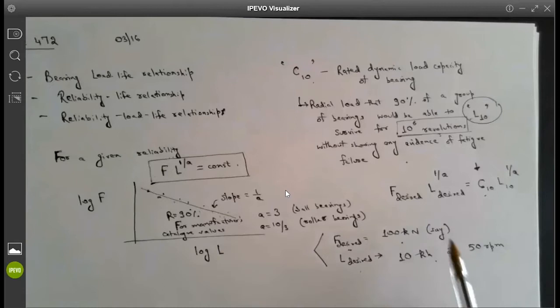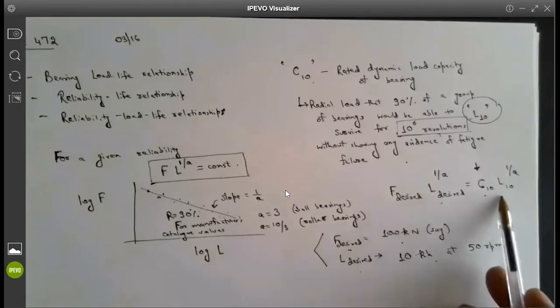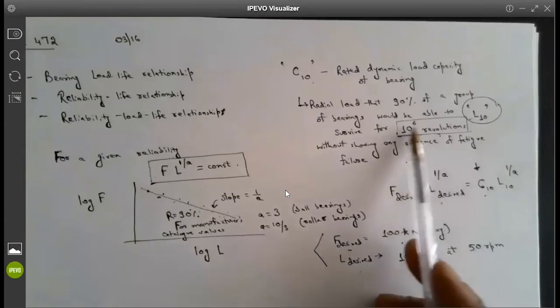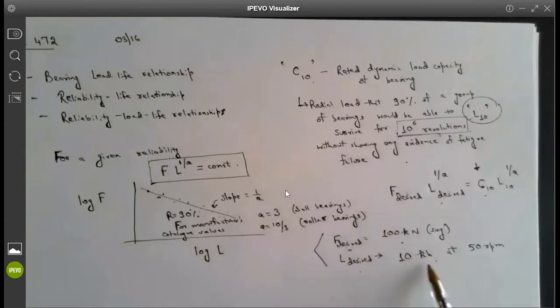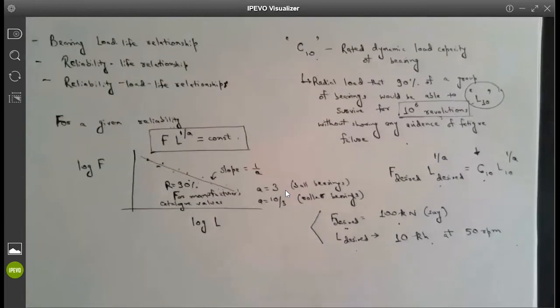Now remember, this relationship requires L to be in revolutions. L10 is this much revolution. So if this is the requirement, can you calculate C10? Please do the calculation with pen and paper, and let me know what C10 will be.